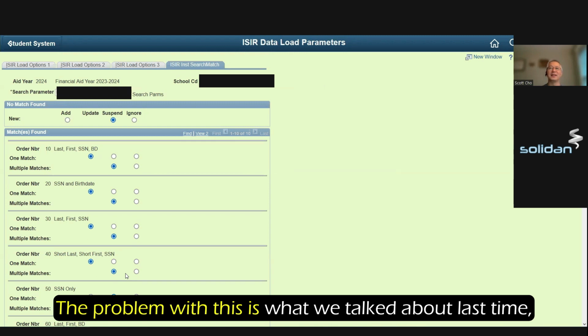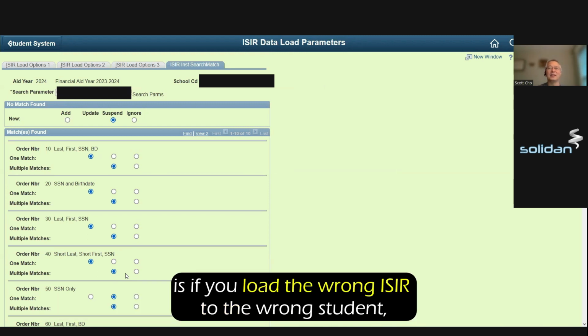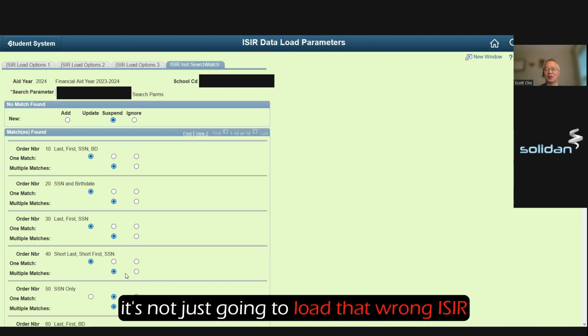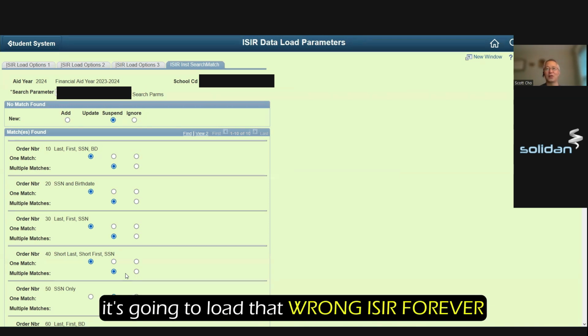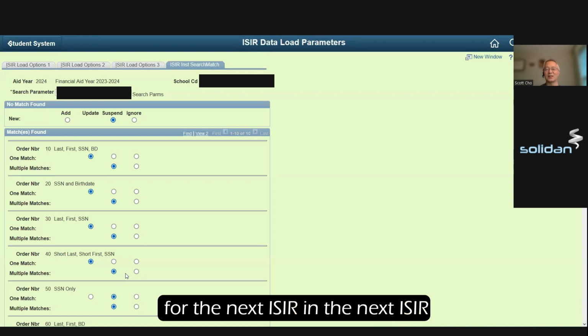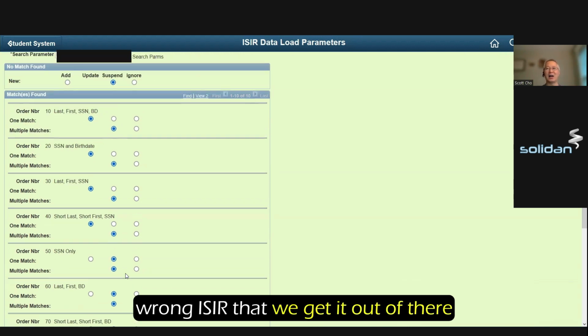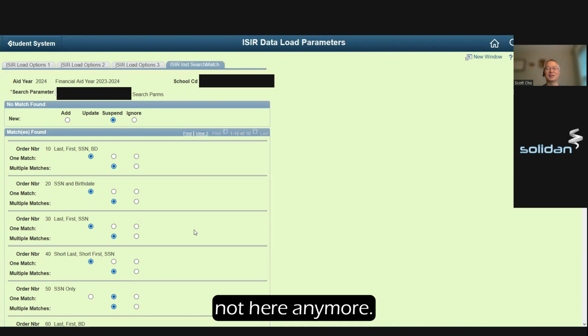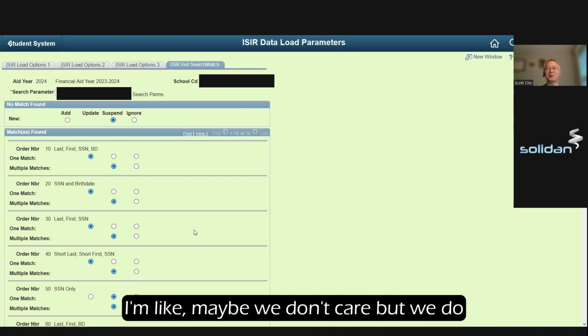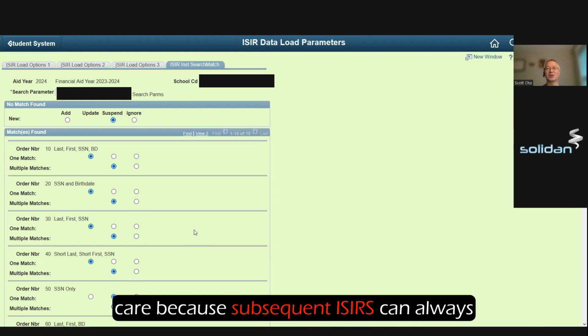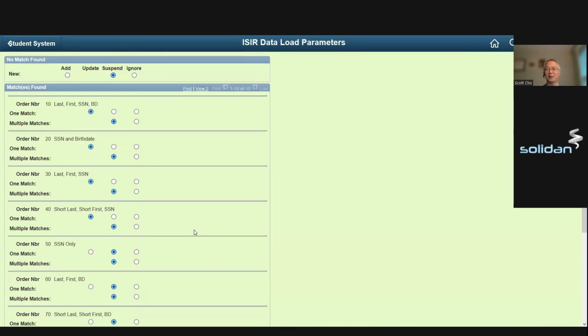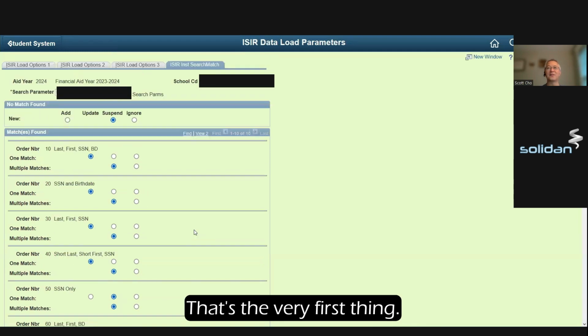The problem with this is what we talked about last time: if you load the wrong ISIR to the wrong student, it's not just going to load that wrong ISIR, it's going to load the wrong ISIR forever, for the next ISIR and the next ISIR and the next ISIR. So it is crucial that if we do load the wrong ISIR, we get it out of there for that student. Even if the student's not here anymore, you might think maybe we don't care, but we do care, because subsequent ISIRs can also load to the wrong student, which is what we don't want to happen.